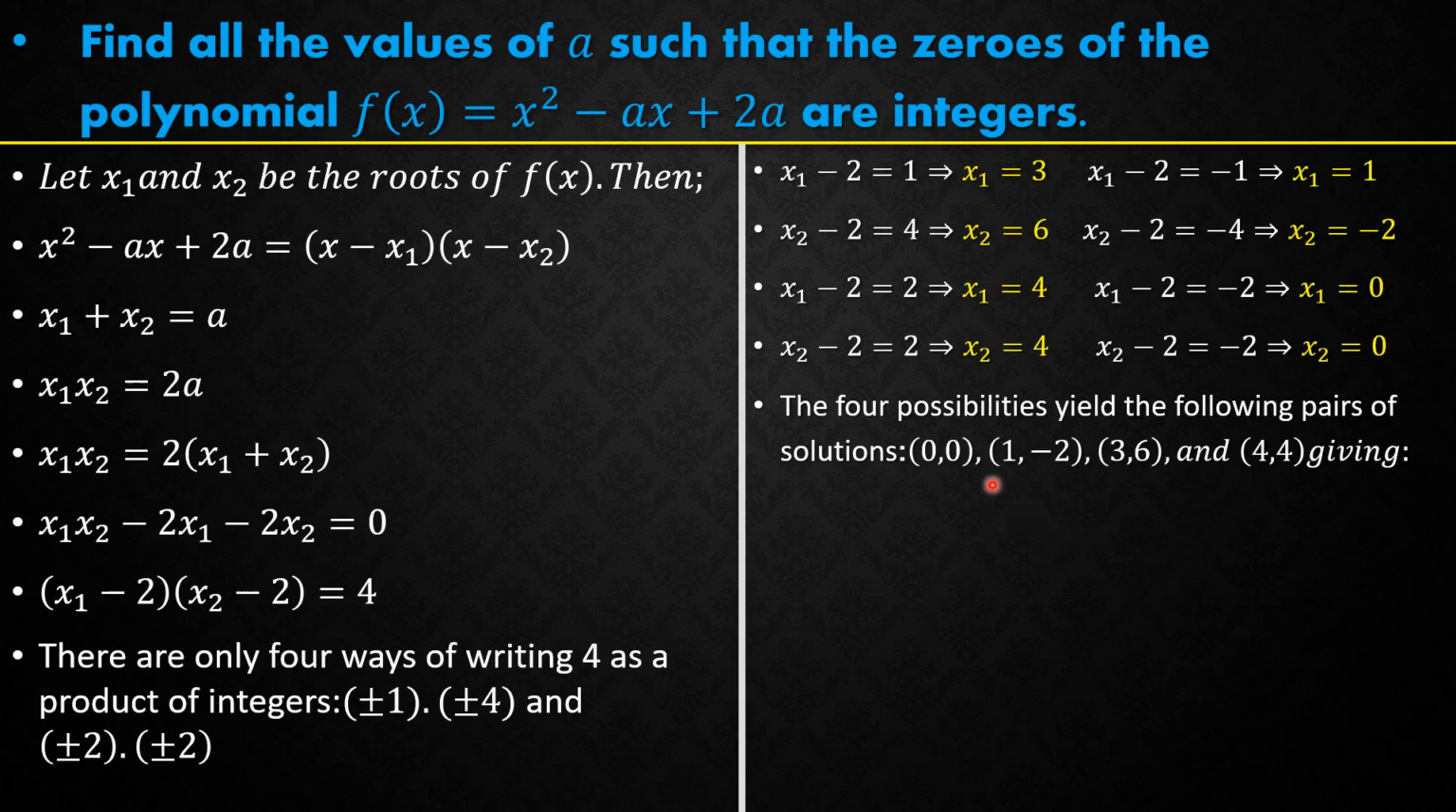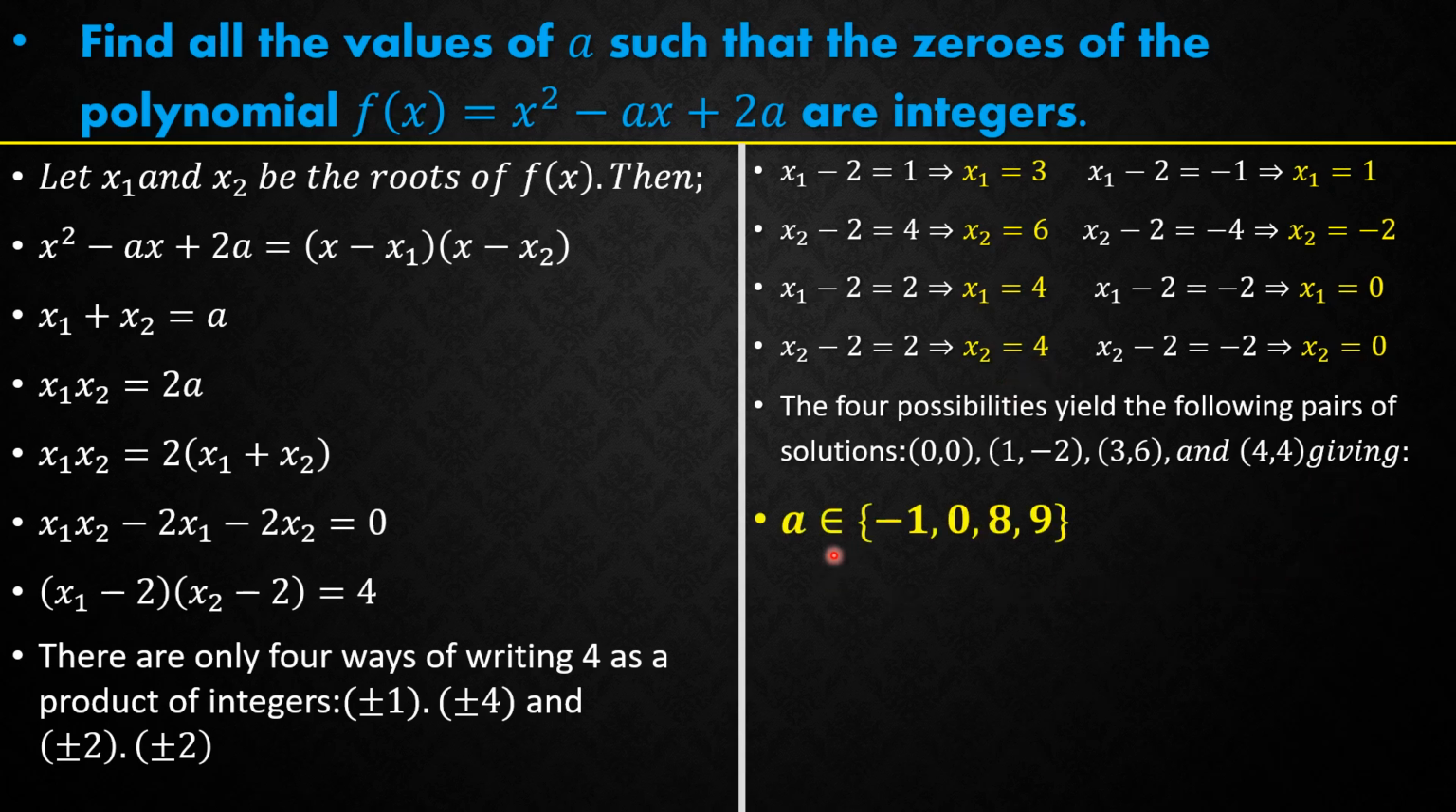Now how do you know this? Now come here. We've just said that we want to get x1 comma x2, right? So you notice that our x1 here is 0, our x2 here is correspondingly 0, right? So you have 0, 0 there. Our x1 here is 1, our x2 here is -2, that's why you have 1, -2 there. Our x1 here is 3, our x2 is 6, that's why you have 3 comma 6. Our x1 here is 4, our x2 is 4, that's why you have 4 comma 4.